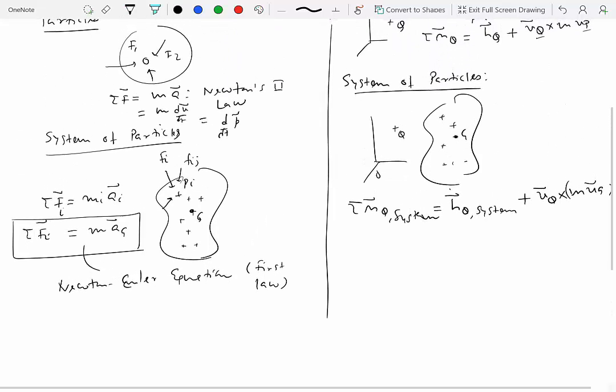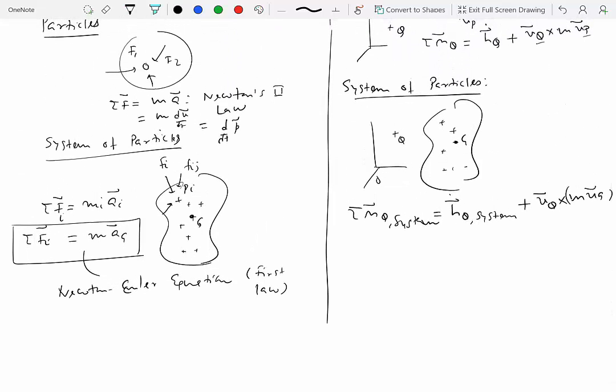Now the question is, do we have something similar for a rigid body as well? And it turns out that this exact relationship is valid for a rigid body as well. Just as it is valid for a system of particles, it's valid for a rigid body as well.